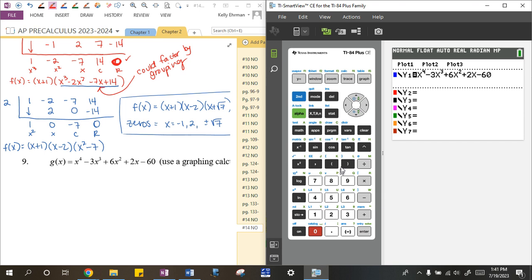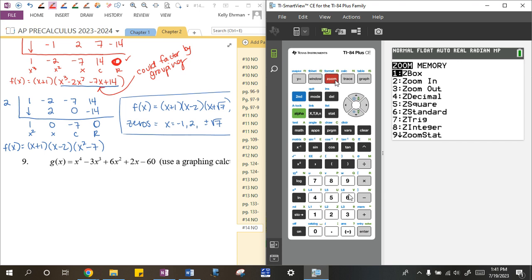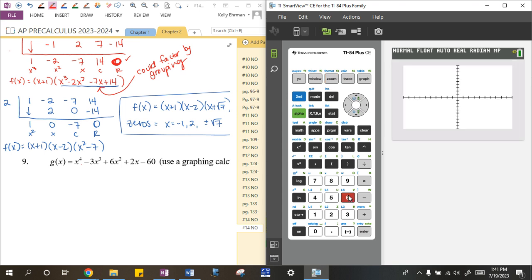I'm not sure what the zeros are, so I'm just going to zoom 6 to see what happens. If this is x to the 4th, I really just need 2 rational zeros that I can use either synthetic division or long division on. So that's what I'm looking for, zoom 6. So it looks like negative 2 and 3.